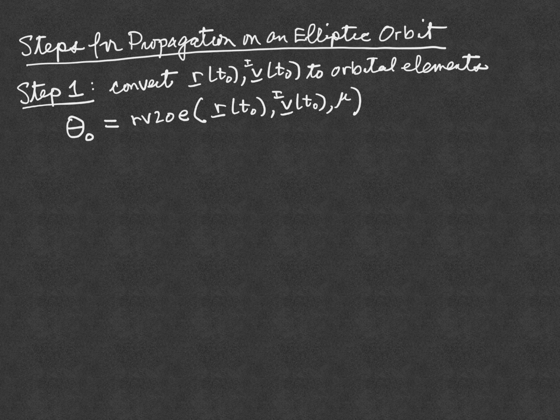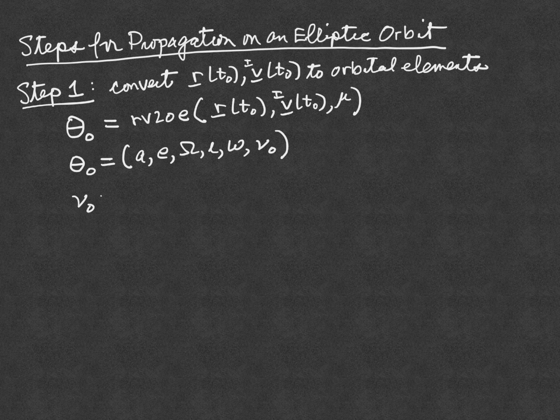So now theta 0 itself has 6 elements, right? So theta 0 is actually going to look as follows. It's going to look like A, E, omega, I, little omega, and nu 0. Now remember, the first 5 orbital elements are constant. The only orbital element that changes is nu. So nu 0 is the true anomaly associated with the position and velocity at the initial time.